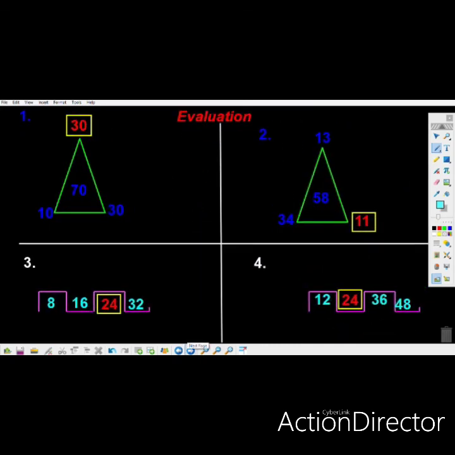Fine. Now let's proceed to the evaluation. Here I am going to give you few minutes to quickly look at the evaluation. Of course the answers are already there, but I would like you to pick a piece of paper and work it out to see if you are going to get 30 here, if you are going to get 11 here, if you are going to get 24 here, and as well you're going to get 24 here. So work it out. Thank you.